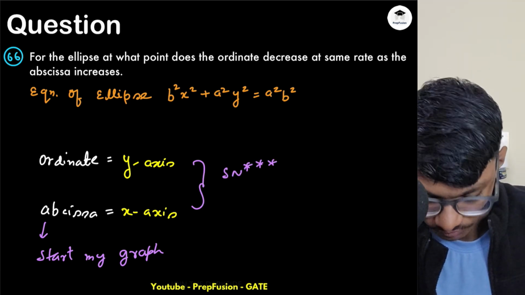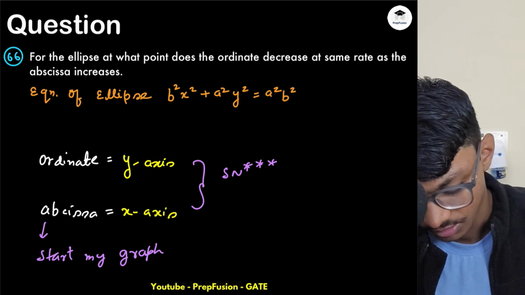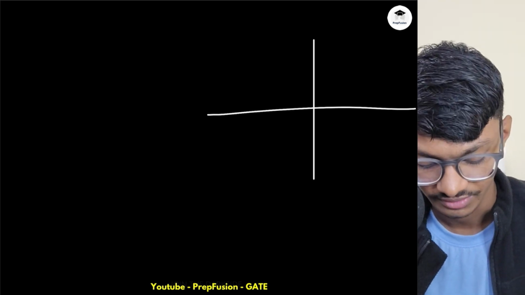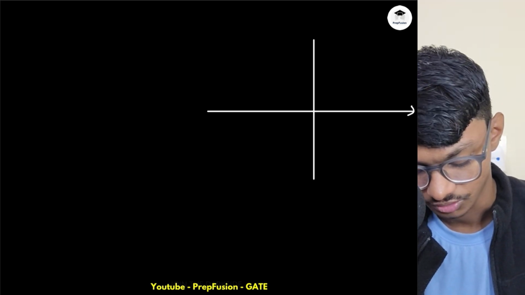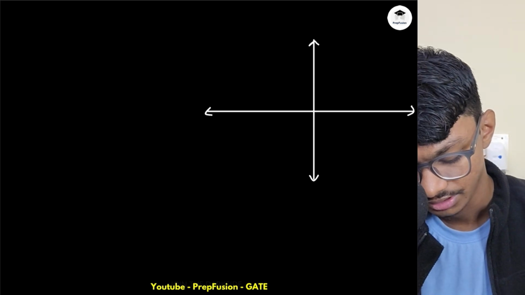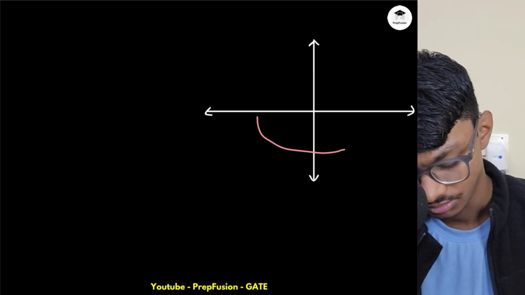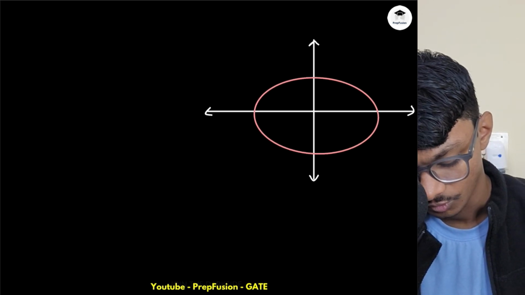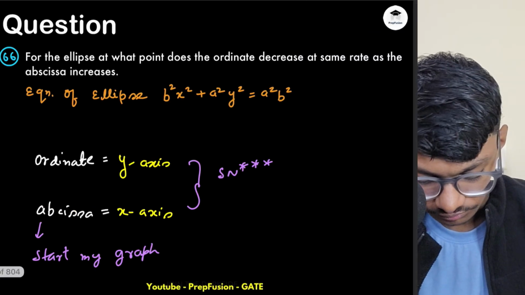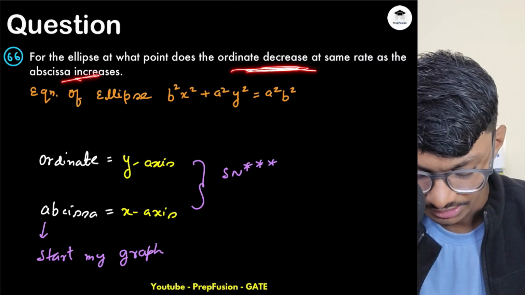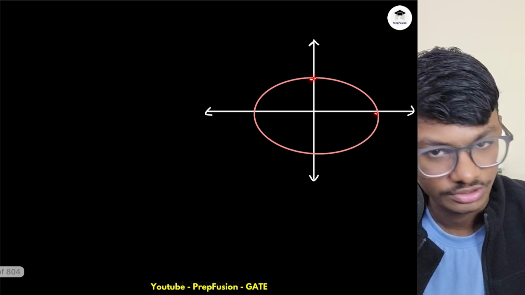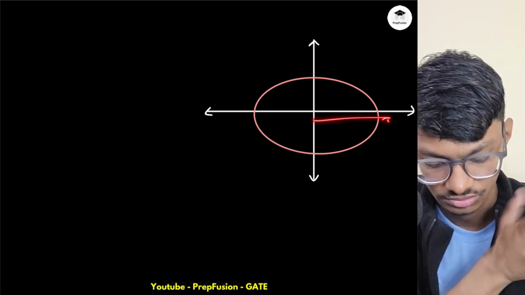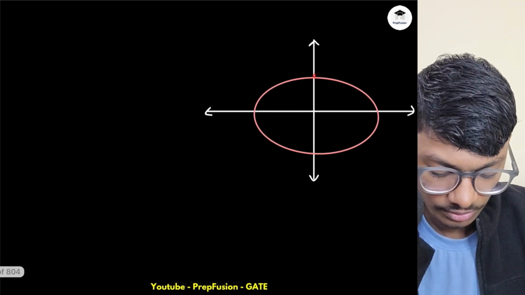Okay, so how is my ellipse? Let me just draw a basic ellipse, and from there we'll understand this further. What does it mean by rate of increase in abscissa and rate of decrease in ordinate? I'm just drawing a standard ellipse. If I go from this point to this point, my abscissa is increasing because x is going from 0 to some value, and my y is decreasing.